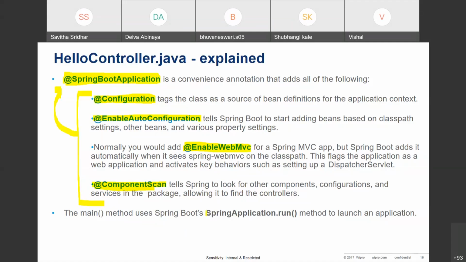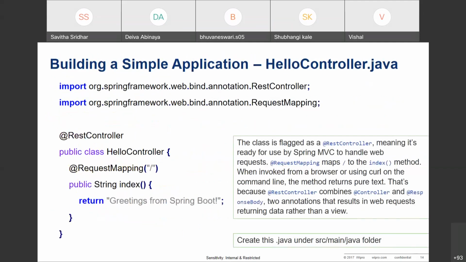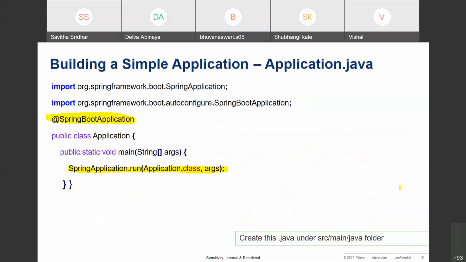Plus, of course, in my public static void main, using SpringApplication.run, we are launching our app, right? We are bootstrapping our app. That's all we have done. Yeah. So keep your controller ready. Your application class is automatically created if you are using Spring Initializr. And that's it. We are almost ready to run.